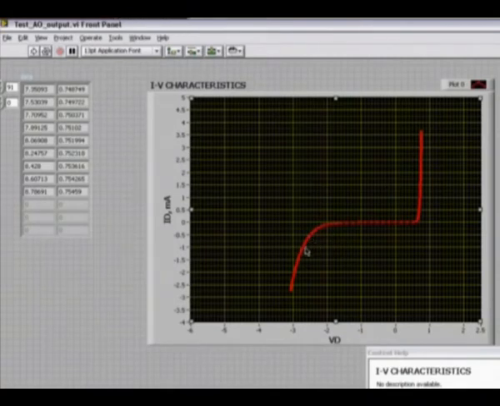if I pass 1 milliamp current through this, I get some voltage. So I must have a constant current source passing only 1 milliamp. Of course, it has to be in the reverse region. Then I get that voltage, which is steady.